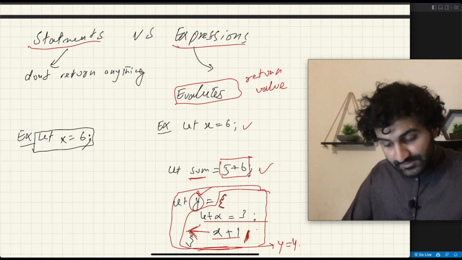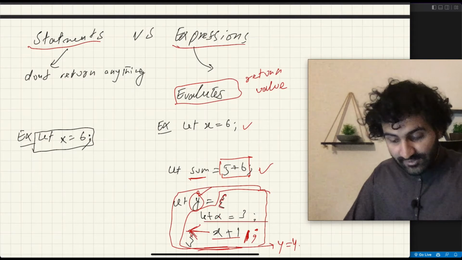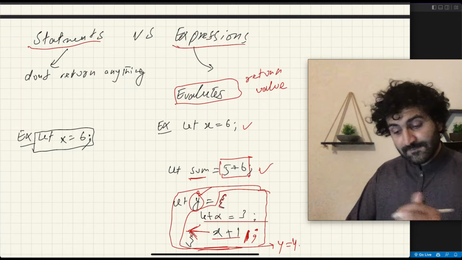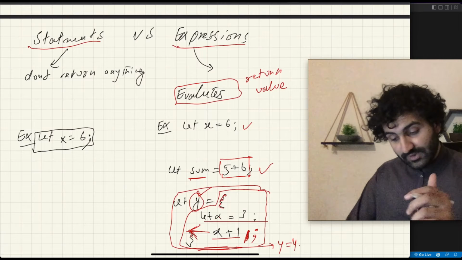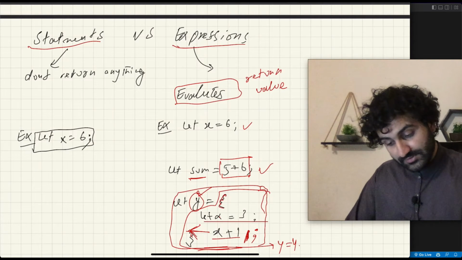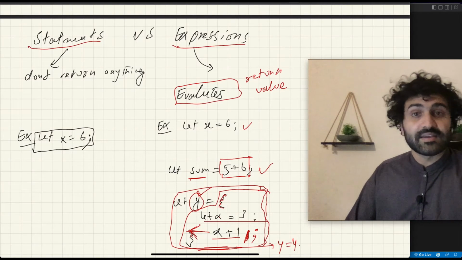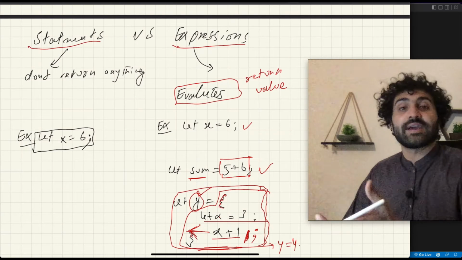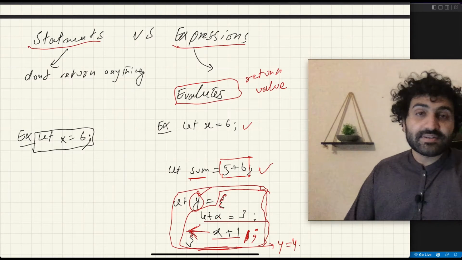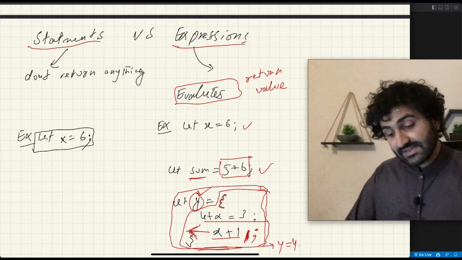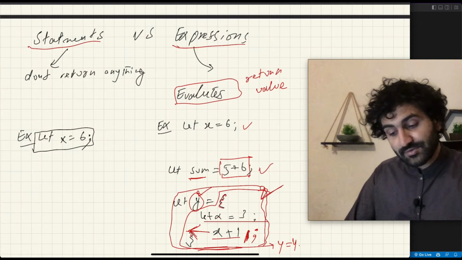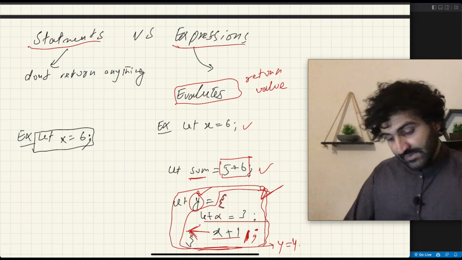And if I put a semicolon at the end of this line, now this whole box is not returning anything. It is not evaluating to anything and not returning anything to y. So this is a statement in the Rust language. We will call this a statement.